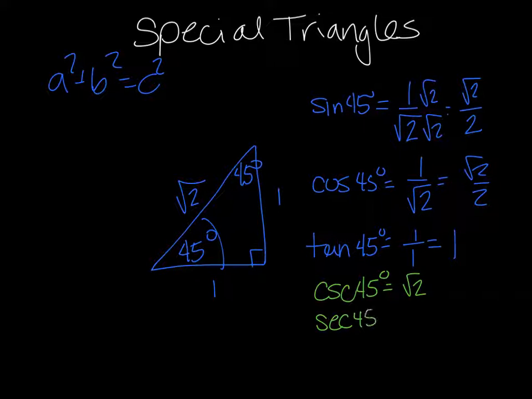Secant of 45 degrees is, I'm going to take the 1 over root 2 and flip it. We get root 2. Not a surprise that they're the same. And cotangent of 45 degrees is 1 over 1 flipped over, which is again 1 over 1. So that's the simple one. That would be 45 degrees.